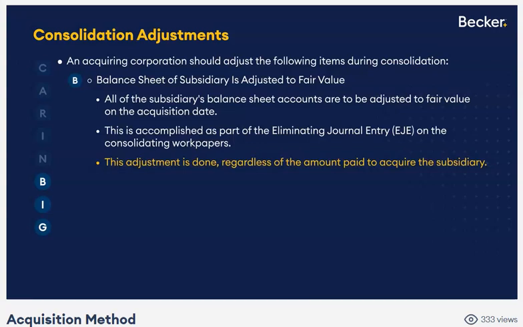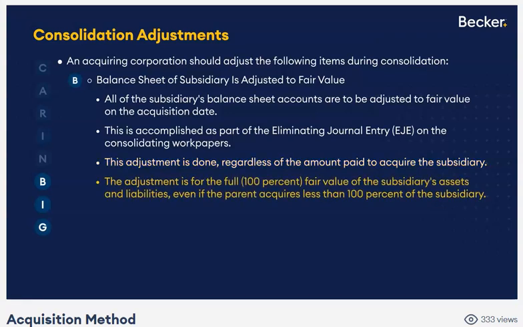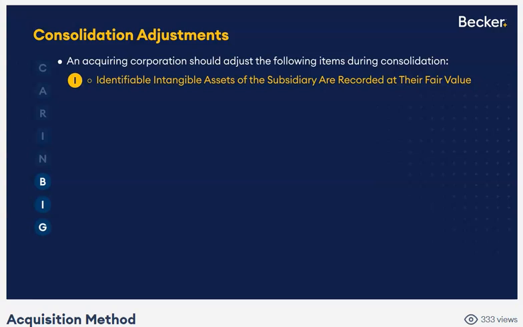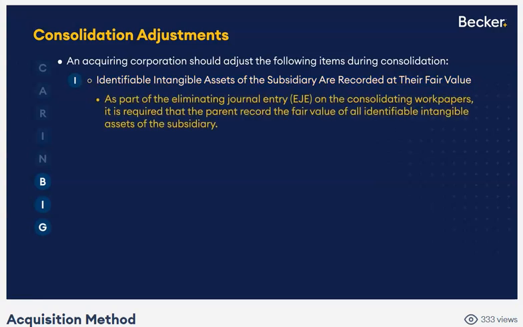So once again, this adjustment is done regardless of the amount paid. Everything is booked to the fair value. And remember, it's 100% of the fair value, even if you didn't buy 100% of the company. We then look at the I, which is in BIG, we create intangibles. Another reason why I like consolidating journal entry. We create this for the premium we paid. You may have some in-process R&D. Well, you paid, so you get to capitalize that.